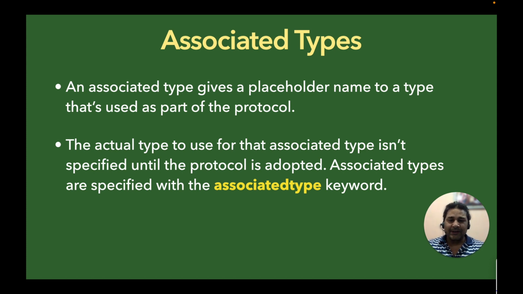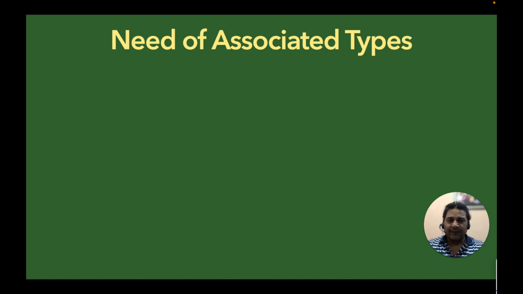So friends, it means that an associated type gives a placeholder name, not an actual type. We just add a placeholder name, and when the protocol is adopted, that associated type is used. Associated types are declared with the associatedtype keyword. Next we will discuss what is the need for the associated type.